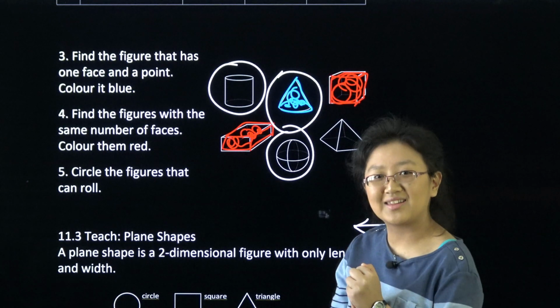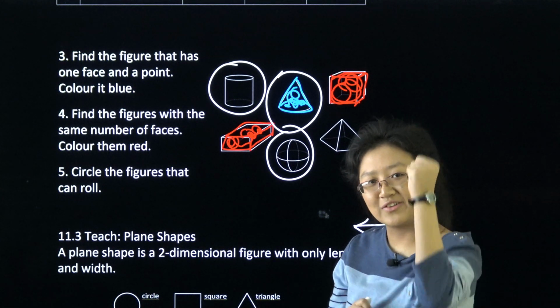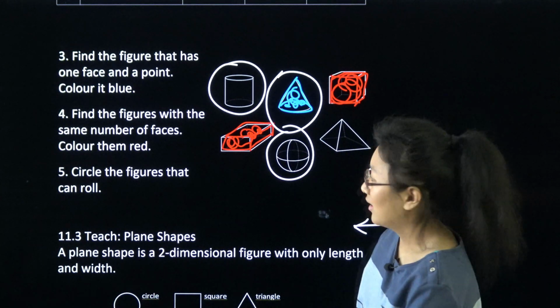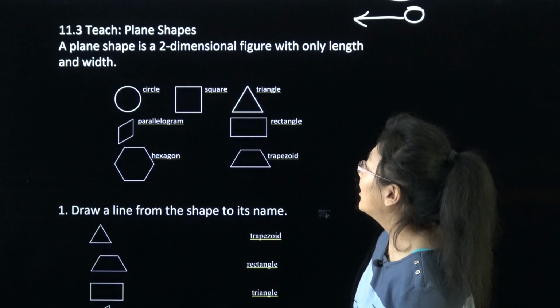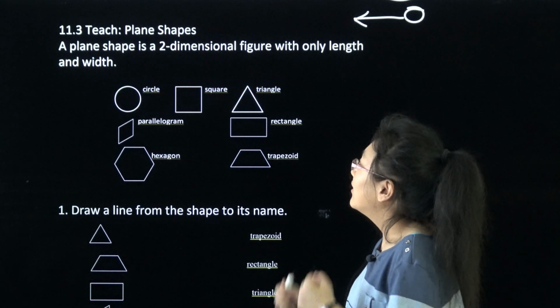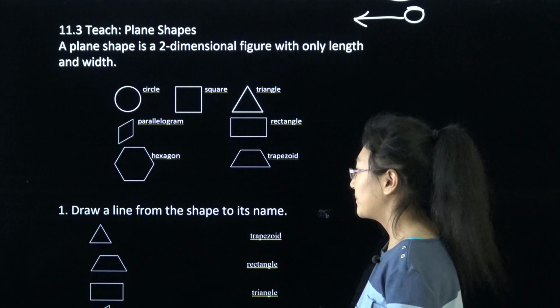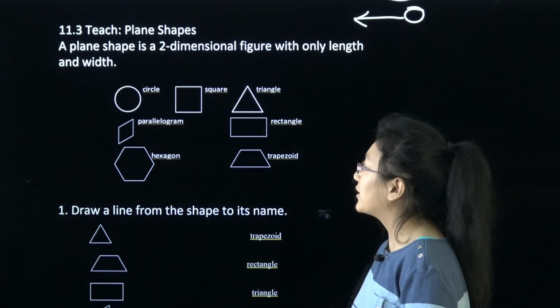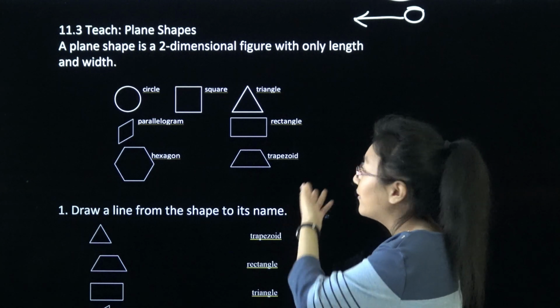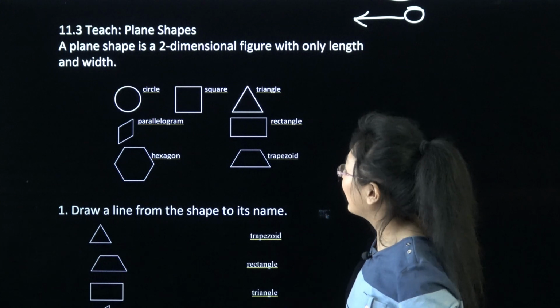Finally, we're done the last activity of the section. Give a cheer for yourself. Now we're on section number 3. Hooray! Where we'll be teaching you about plane shapes. Personally, I like it better when we teach plane shapes before solid shapes, but this is how it goes.